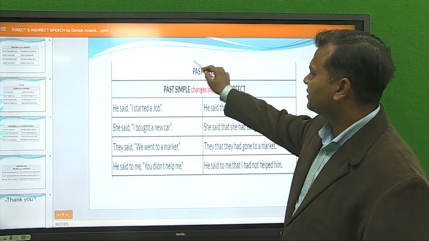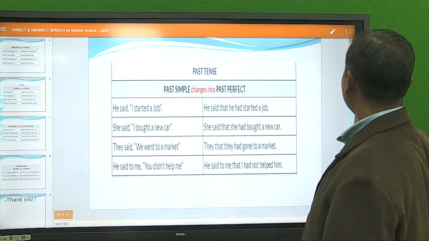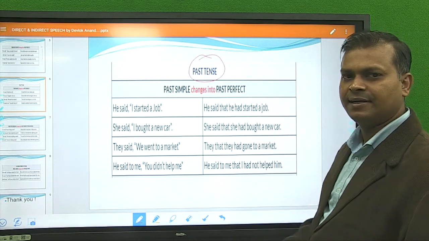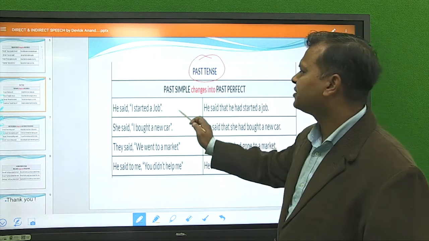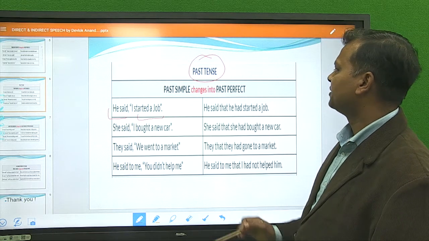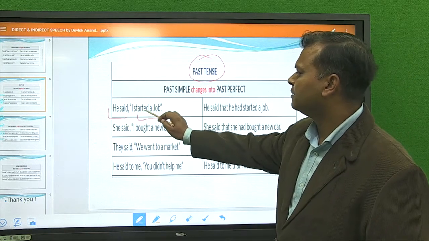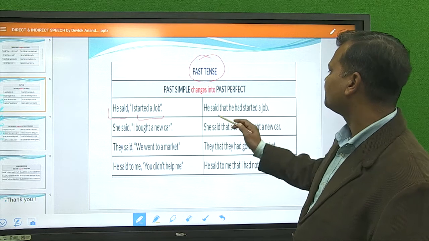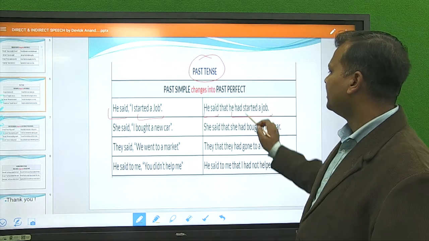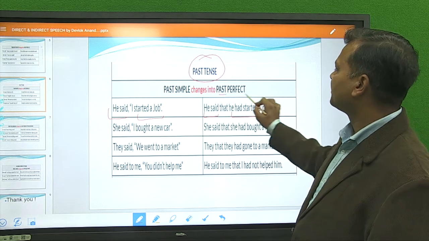Now let us see the past tense, students. What does it say in past tense? Simple past tense into past perfect. It is very simple. He said, "I started a job." "He said" is the reporting verb. "I started a job" is the reported speech. Now this is past indefinite, simple past, and it will change into past perfect. He said that he had started a job. "He had started a job" is past perfect.